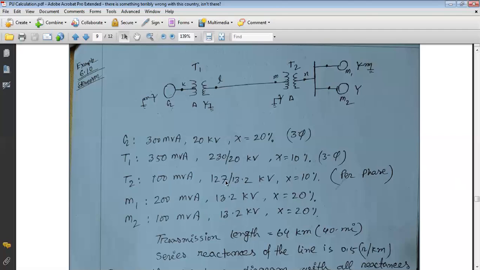Here two ratings are given, one primary and another secondary. So the next question is, should we multiply by √3 for both sides to get the line to line value? The answer is we have to see the connection type first. So we have to see the primary and secondary side connection type for transformer T2. The primary side connection is Y and the secondary side connection is delta. Now we know for delta connection, line to line voltage and line to neutral voltage are the same. There is no difference between them. That's why for the secondary portion, the value is given as 13.2 kV.